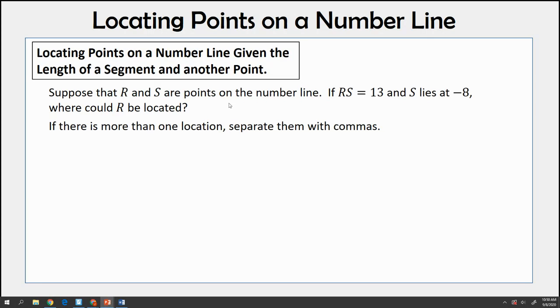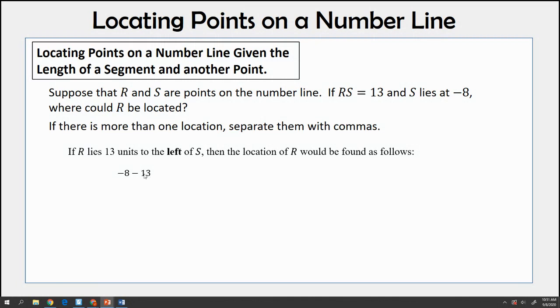Okay, another example along these lines. So now we know r and s are on a number line. The length of rs, or the distance from r to s, is 13. S here is at negative 8. So where could R be located? I think by now we get it that there could be two possible locations. One when we move to the left of S, and one when we move to the right of S. So if R is going to be 13 units to the left of S, then I'm going to take the negative 8 and subtract 13. To move 13 units to the left of negative 8, I subtract 13. Mathematically, that's the same as negative 8 plus negative 13, which is negative 21.